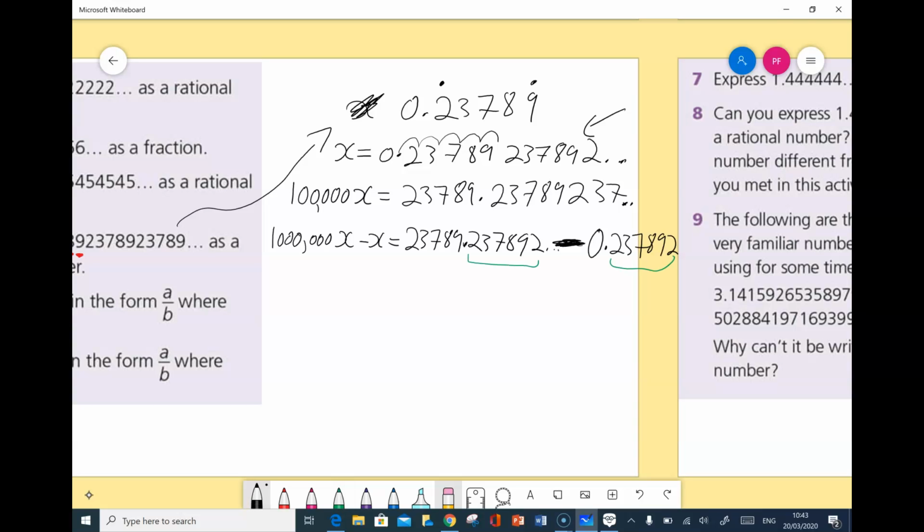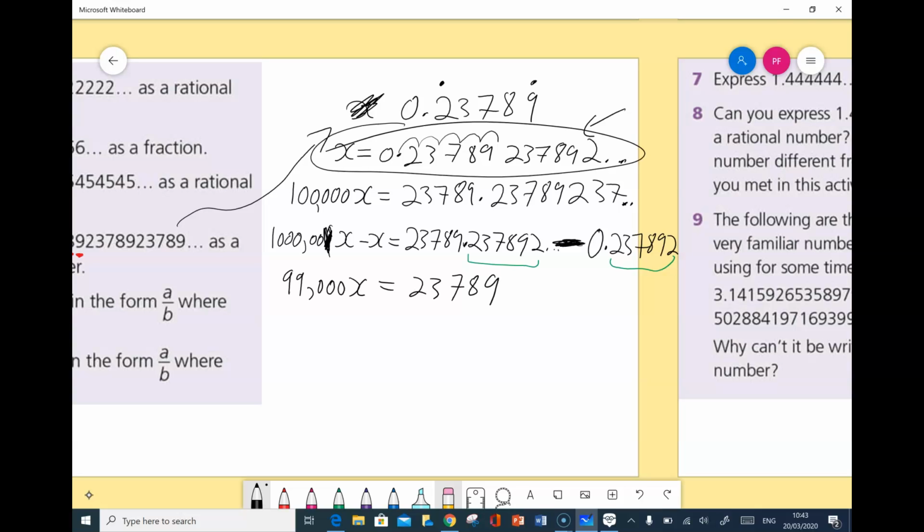So I'll be left with, what's that? That's not 100,000. How did I end up with an extra 0 there? Apologies, I shouldn't have an extra 0 there. So it's 100,000x. Take x. Leaves me with 99,999x equals 23789. So we want to write x as a rational number.